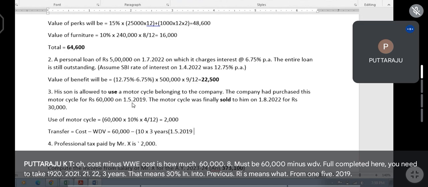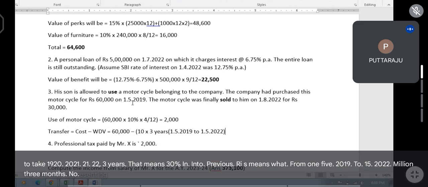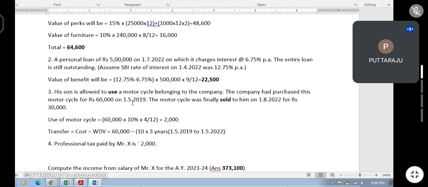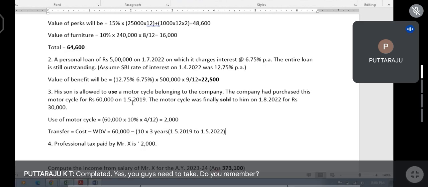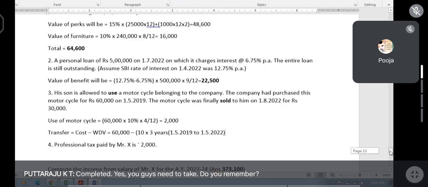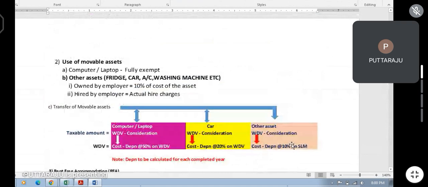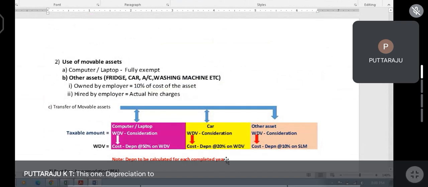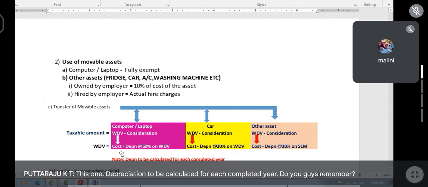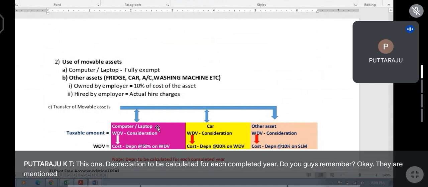3 years means from 1/5/2019 to 1/5/2022. Completed years you need to take. Do you remember? Yes, sir. Depreciation is to be calculated for each completed year. Do you remember? Yes, sir. They have mentioned car, computer, laptop, other asset. Other asset becomes motorcycle.